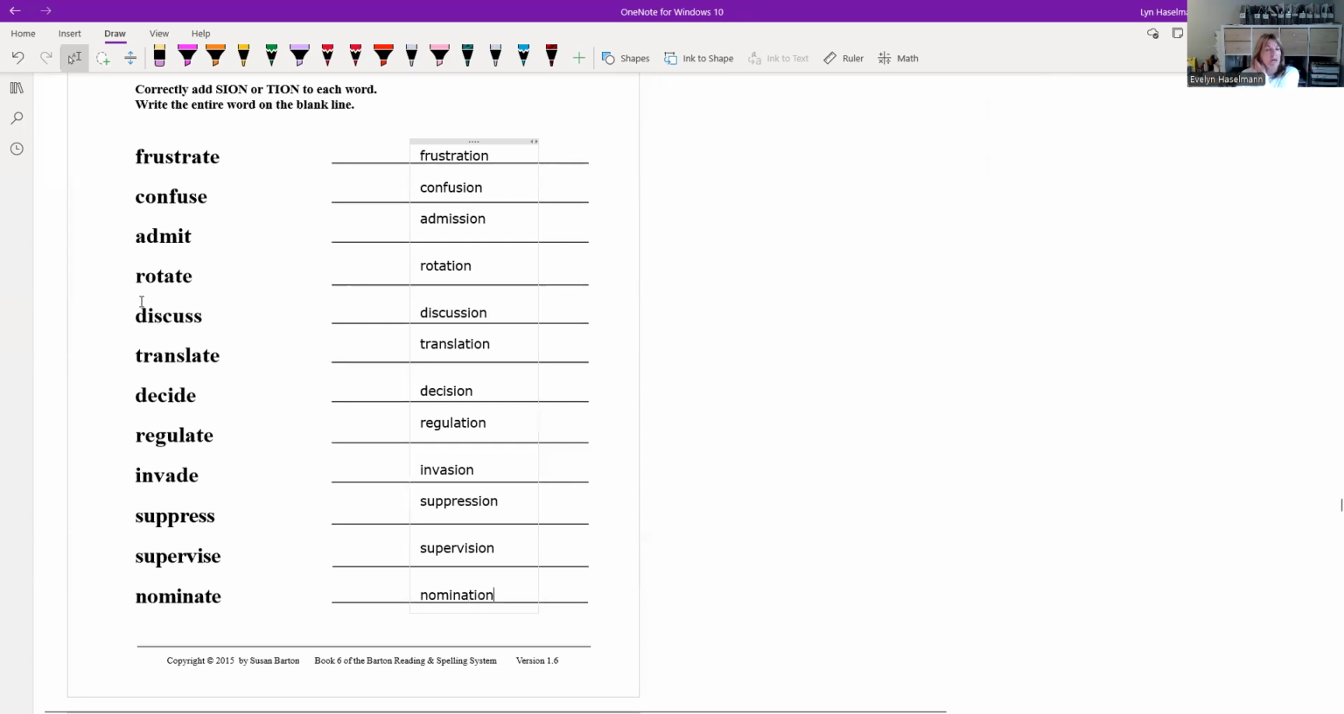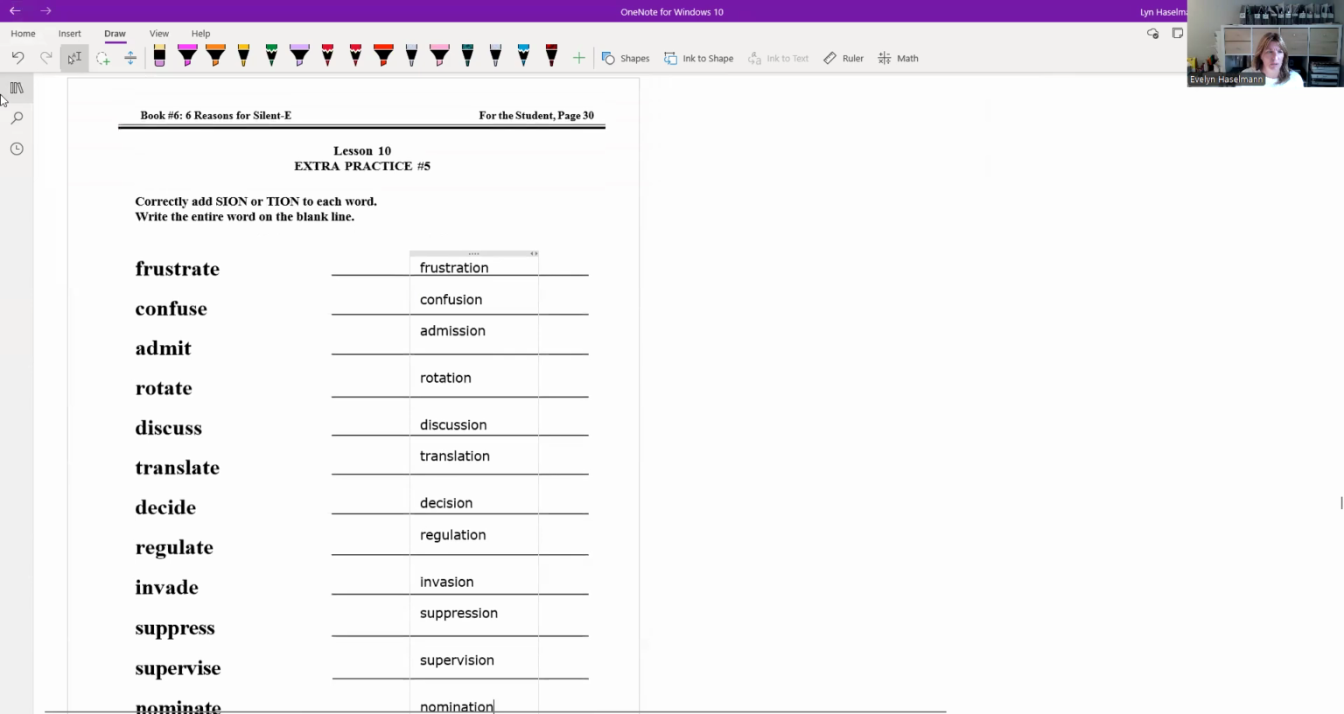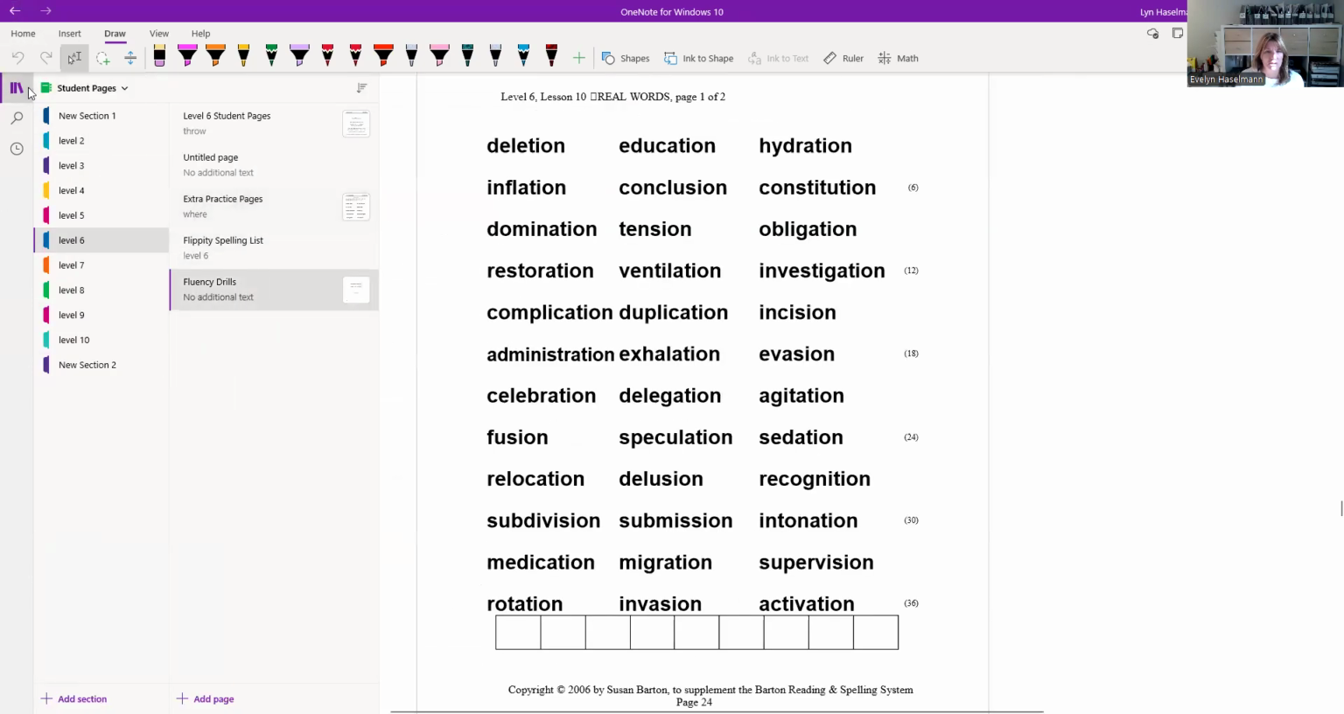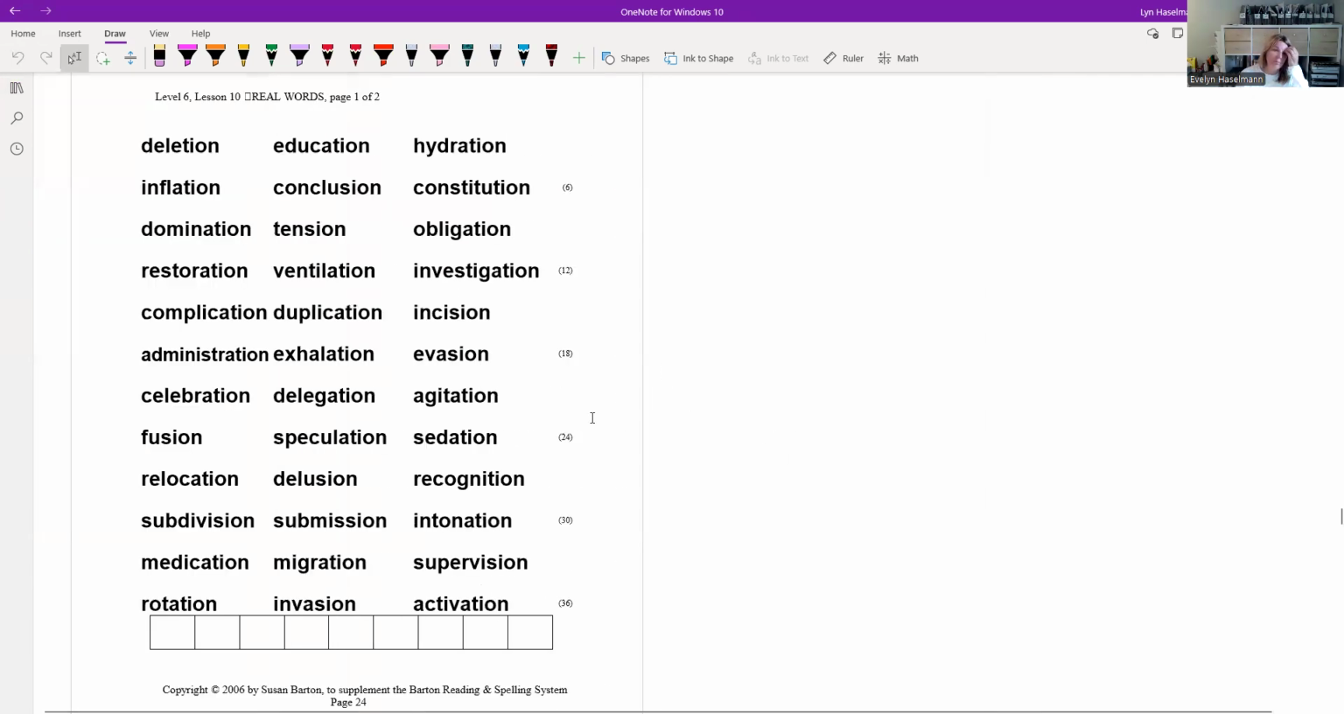Okay, so that is it for the practice work for lesson 10. Let's take a look at the extra practice pages, the fluency drills. I know you've heard me say it 1,000 times. What am I going to say? Accuracy over speed. Same thing, doesn't change. Here's a good word that they might not know. We are going to take control of this word because guessing is not reading, guessing is just guessing. We want our students to be in charge of this word.